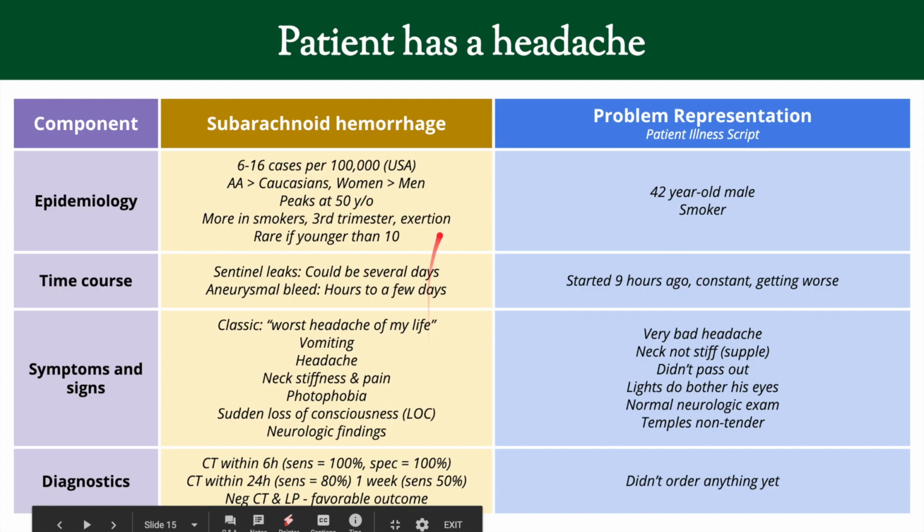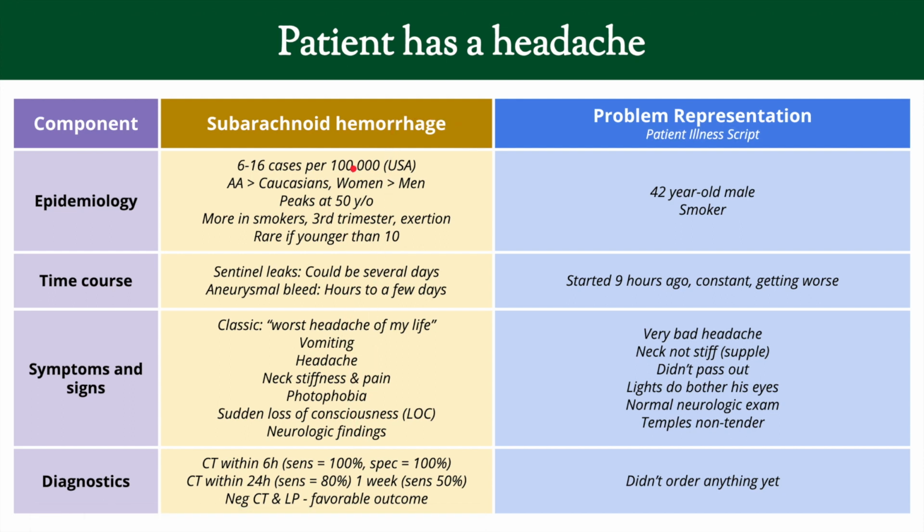Okay, let's look at the next one. Now it's the same patient's problem representation, but now we're going to look at subarachnoid hemorrhage, and this is the illness script that goes with that. And we see how common it is. It's about 6 to 16 in 100,000 patients. Peaks at age 50, more in smokers, rare if younger than 10. There could be sentinel leaks, so that means a bleed that starts initially, that's like a warning sign, and then you get the big aneurysm that bleeds.